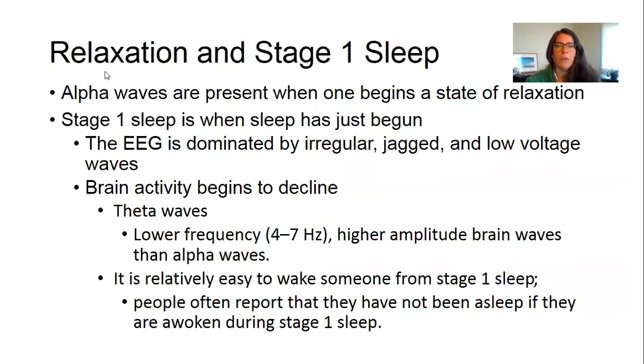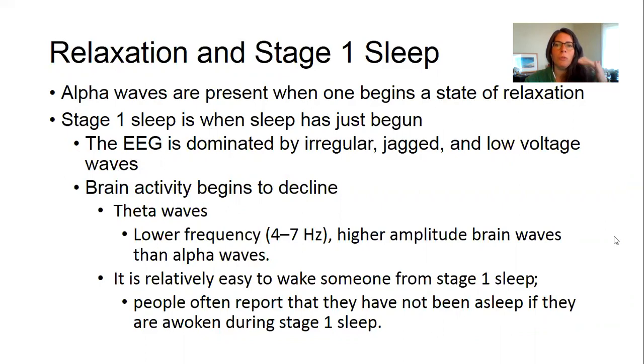So here are descriptions of the stages of sleep in some more detail. As I was saying before, alpha waves are present when one begins a state of relaxation. We can see these types of waves in an individual who's in a meditative state as well. So stage 1 is when sleep has just begun. The EEG is dominated by irregular, jagged, and low voltage brain waves. And brain activity begins to decline.